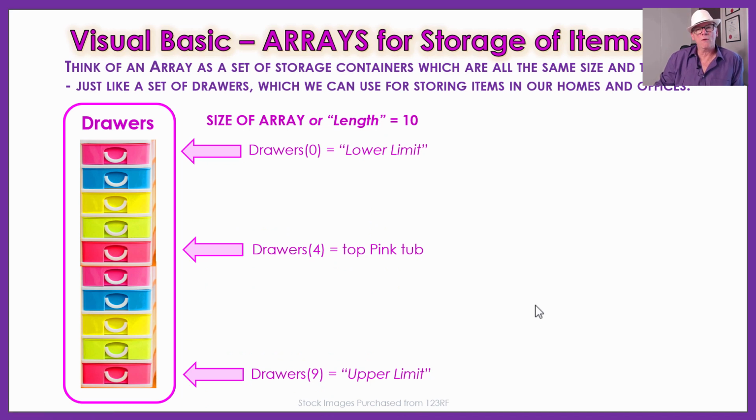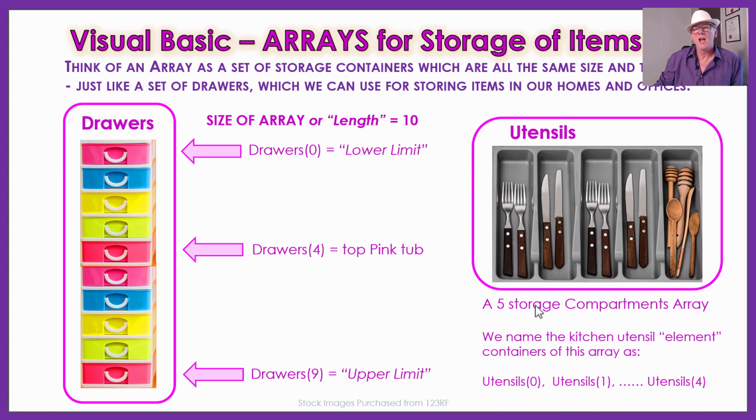So the size of the array, or its length, is 10. There are 10 storage compartments there. We've divided that stack, which is the array, up into 10 separate storage compartments that are all the same size and type, but we've numbered them from 0 to 9, not from 1 to 10, and that's the really confusing part of arrays.